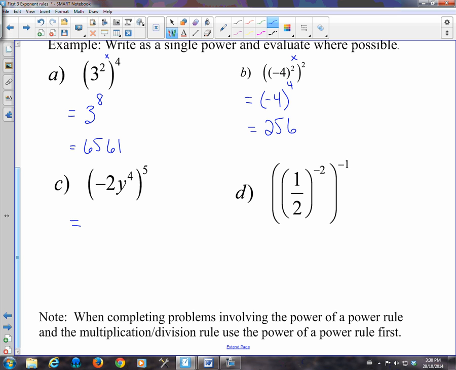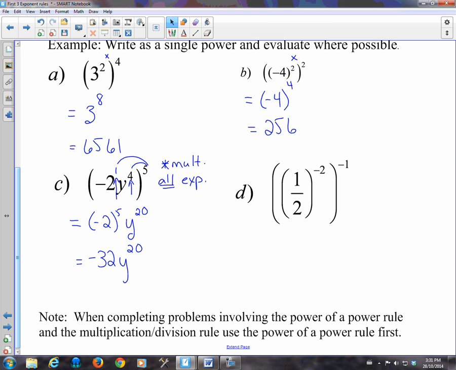Careful when you're doing the power rule, when there's more than one piece inside the bracket. Each of these pieces has the exponent. The y has an exponent of 4, and negative 2 has an exponent of 1 that we're too lazy to write down. So when you're multiplying exponents, you have to make sure you multiply all the exponents in the bracket. So that would mean I would have negative 2 to the exponent 5 and y to the exponent 20. And negative 2 to the exponent 5 would be negative 32, and the y to the 20 would stay the same. Multiply all the exponents.